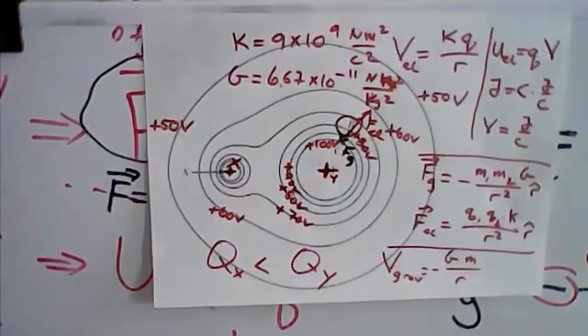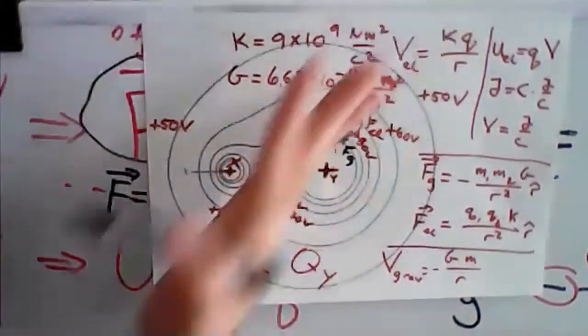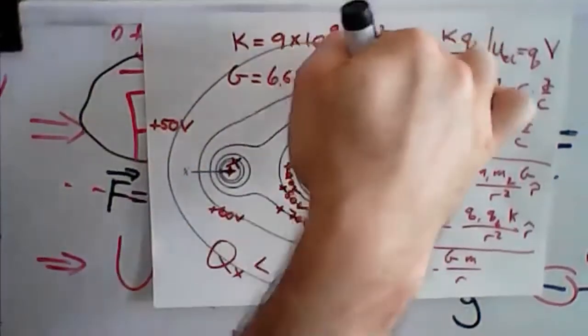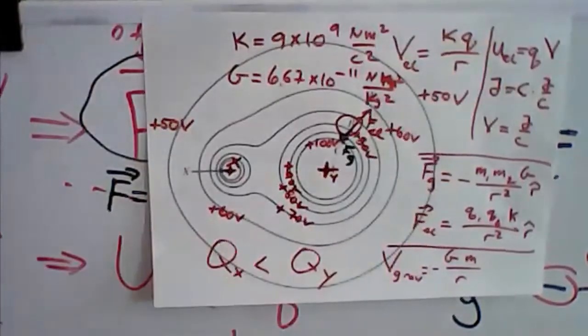So hey, we could just say that. They are along the same line, but they have opposite signs. So the electric force is to the top right, and the gravitational force is to the bottom left. That would work for me. I like that explanation.